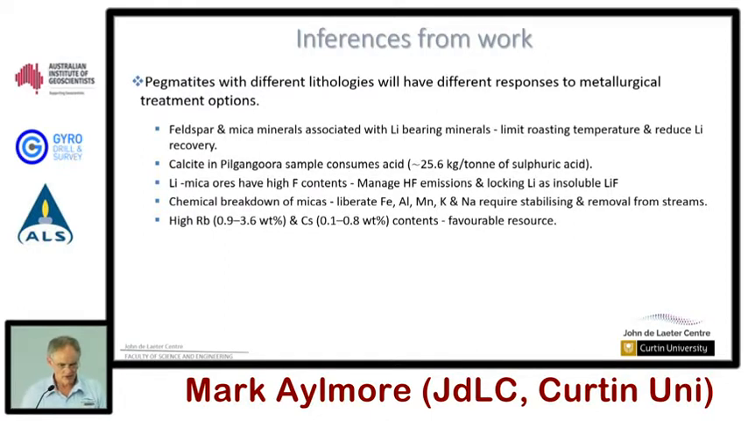Yes. So basic pegmatites have different lithology and different responses to metallurgical treatment options. Feldspars and micas limit the roasting temperature and reduce recovery. Calcite in some of the samples can consume acid. Fluorine, obviously, if you're treating micas, can be an occupational health and safety issue. Some of the other elements dissolved in the process could also be a favourable resource recovery of other things.